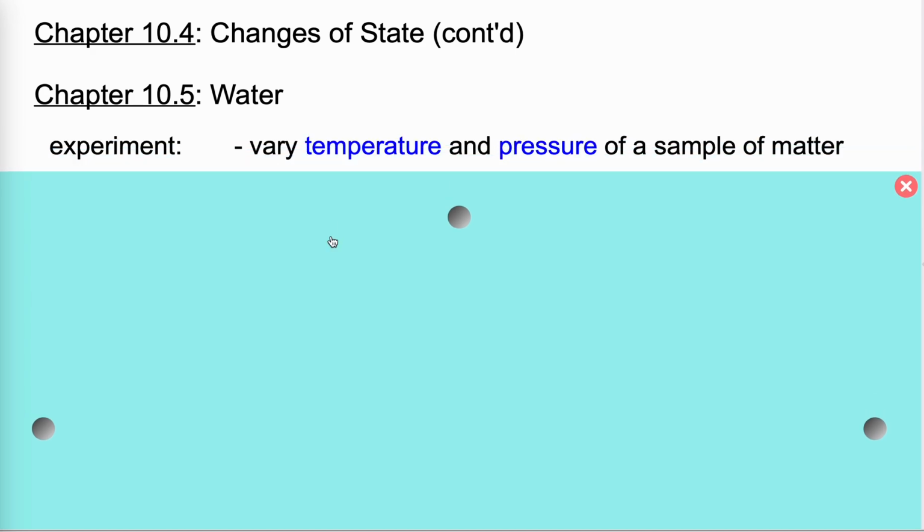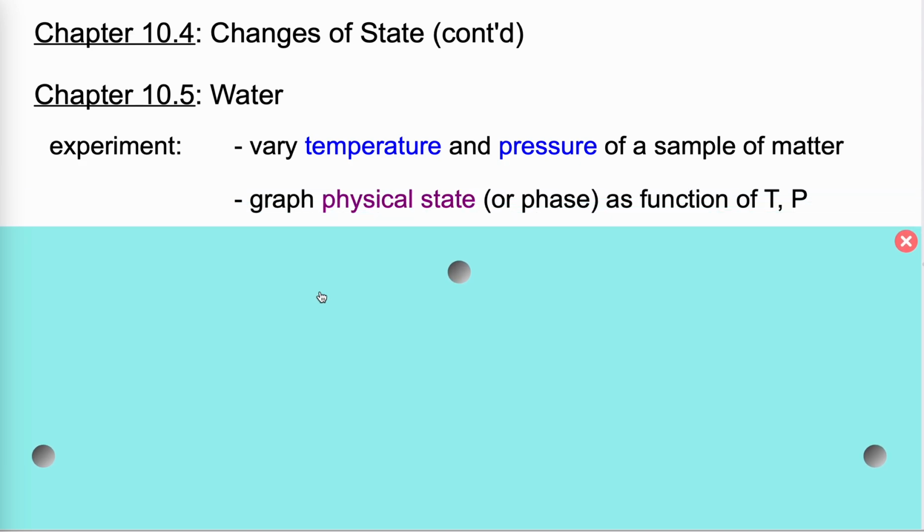So imagine an experiment in which you take some sample of matter, it could be an element or compound, it doesn't matter, and simultaneously change the temperature and pressure of that particular state of matter. So vary the temperature it exists at and vary the pressure exerted on it. And then measure and graph the physical state or phase that it exists in at that particular temperature and pressure. That is, whether it's a solid, liquid, or gas at every given temperature and pressure.